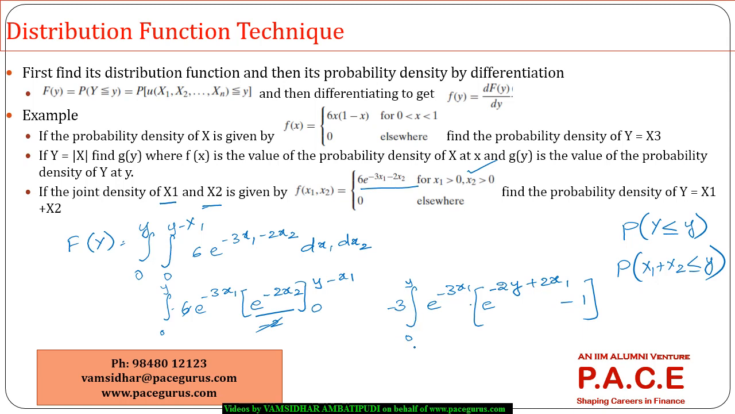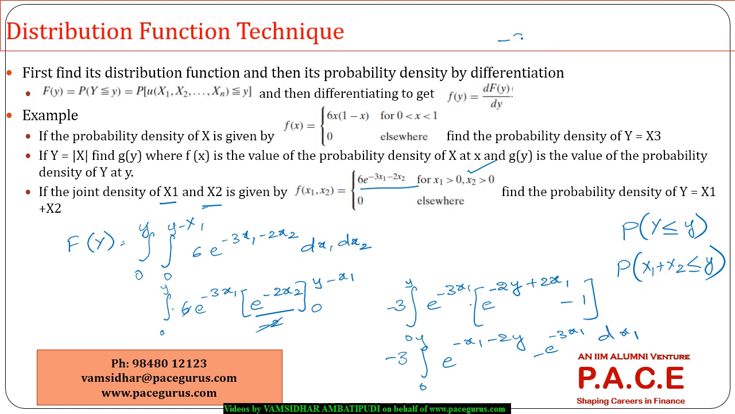which again is working out as, if I take this internally, minus 3 into e to the power of minus 2y, 0 to y, e to the power of, if I take it internally, it is nothing but minus x1, minus e to the power of minus 3x1 dx1. Now I'll integrate this with respect to x1.